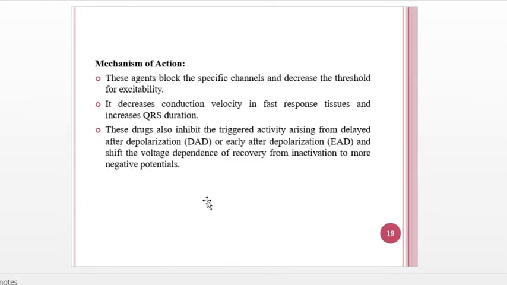The mechanism of action of this agent is that it blocks the specific channel, which decreases the threshold of excitability. It also decreases the conduction velocity in fast response tissue and decreases the QRS duration. It also inhibits the triggered activity arising from the delayed after depolarization, simply we can call it DAD, or early after depolarization, and shifts the voltage dependence of recovery from inactivation to more negative potentials. So these are the possible mechanisms of action of class 1 drugs.